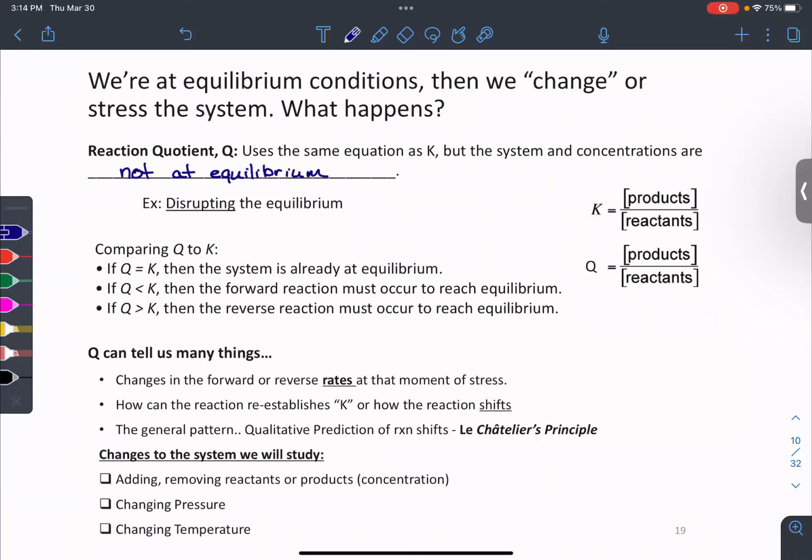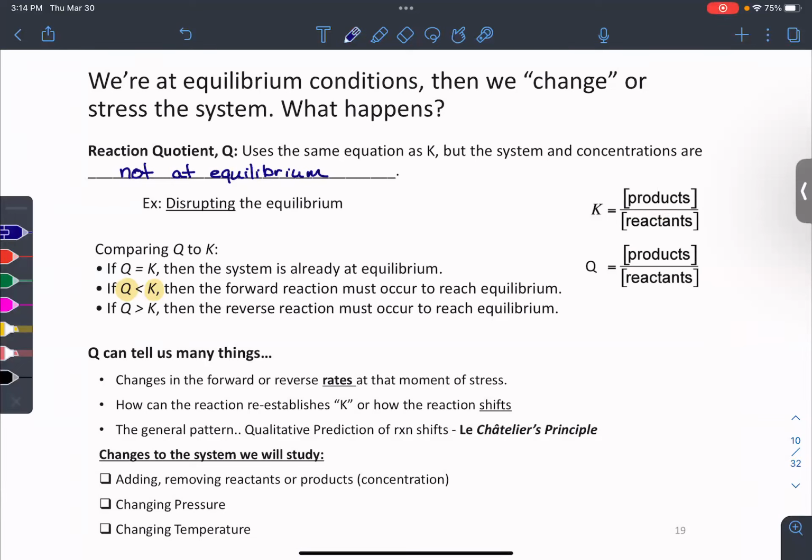It's calculated the exact same way. It's still products over reactants. The only difference is that we're not at equilibrium. What's cool here is that if we can compare the value of Q to K, we can predict which way the reaction has to shift. Again, remember, K is products over reactants, and Q is products over reactants.